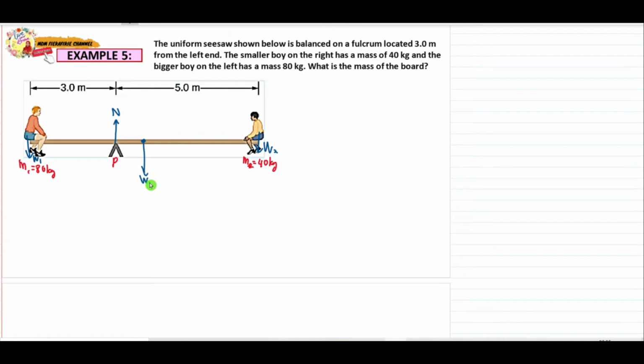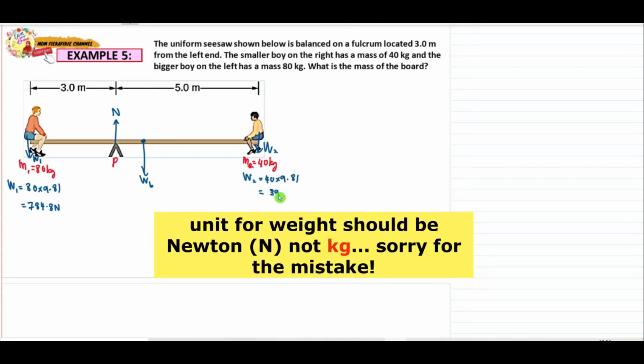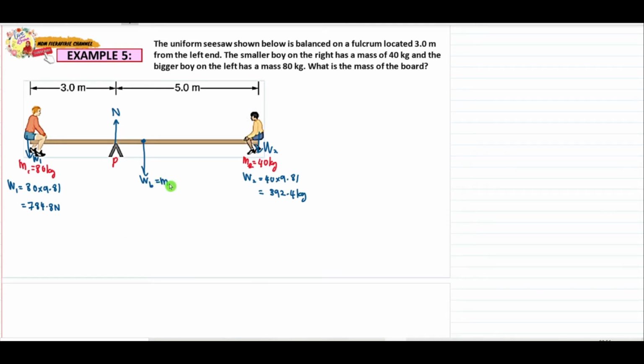Boleh? Okay, so kita kira dulu weight W1, 80 times 9.81. Okay, saya suka kira dulu, 784.8 Newton, and W2 is 40 times 9.81. Okay, iaitu berapa tu? 392.4 Newton. Okay, and kita nak kira mass of the beam. Mass of the beam ni yang kita nak kira, MB. Bukan WB ya. WB ni weight of the beam. So MB. Okay, so saya terus saja proceed.